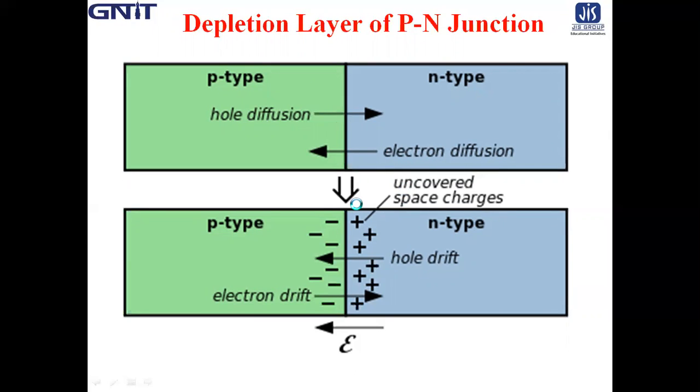Thus, near the junction on either side, electrons and holes are swept away and lost by recombination. Only immobile charges, the uncovered positive charge of donors and the uncovered negative charge of acceptors, are left. And this region is called the depletion region, or the space charge region.